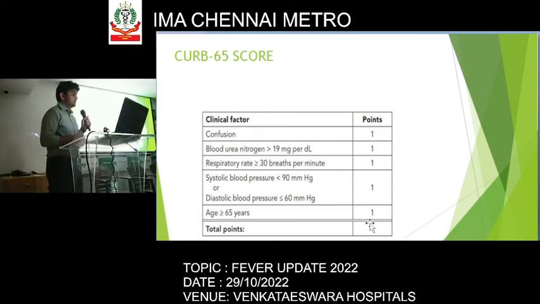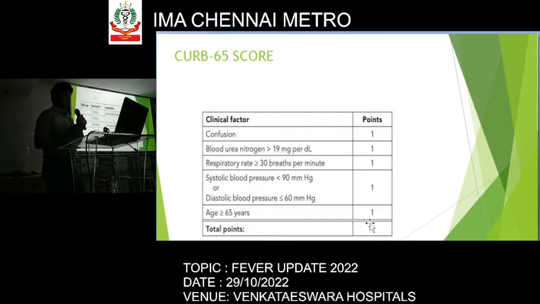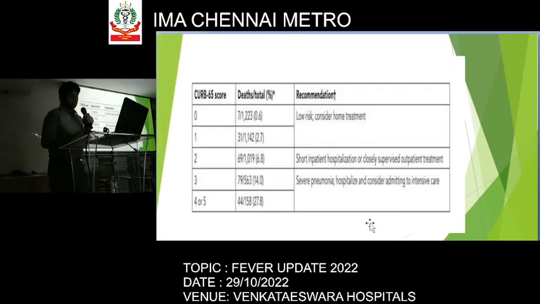So if the score is 0 to 1, it is low risk, and we can consider outpatient treatment. If the score is 2, we can ask the patient to get inpatient treatment. And if the score is 3 or more, the patient will require hospitalization and intensive care treatment should be advised.